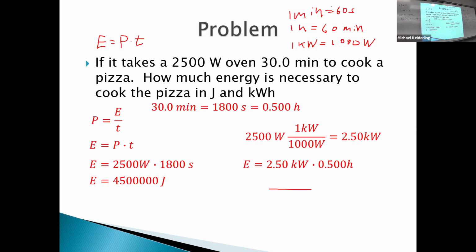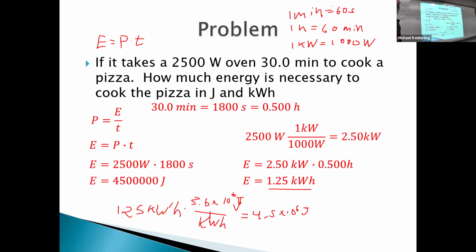Here, we do it in kilowatt hours. 2,500 watts is 2.5 kilowatts. The 2.5 kilowatts times half an hour is 1.25 kilowatt hours. Lastly, we can check that these numbers make sense by converting 1.25 kilowatt hours to joules. 1.25 kilowatt hours times 3.6 times 10 to the 6 joules per kilowatt hour gives us 4.5 times 10 to the 6 joules.